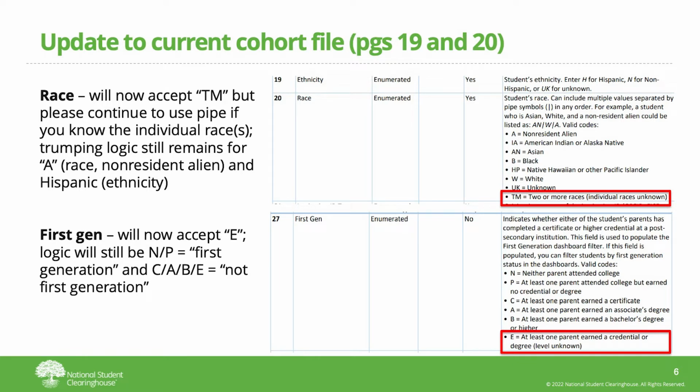One of the things I do want to call out is we still do have trumping logic that remains. So if a student is included as non-resident alien, potentially, that's how they're going to be output.